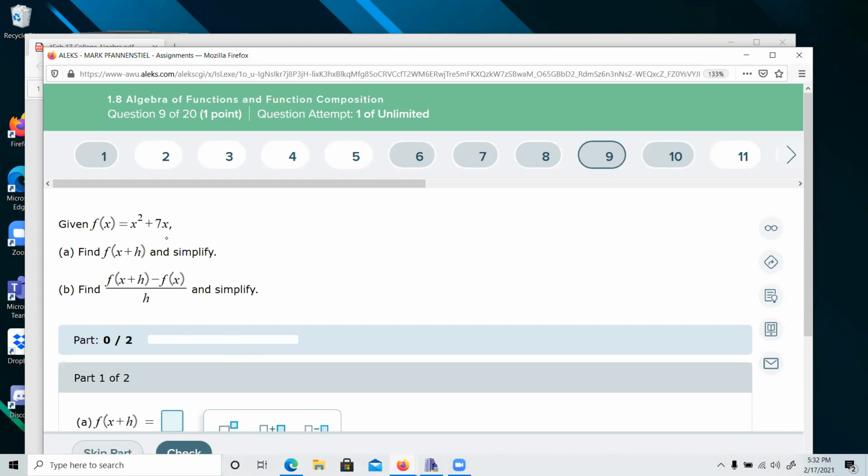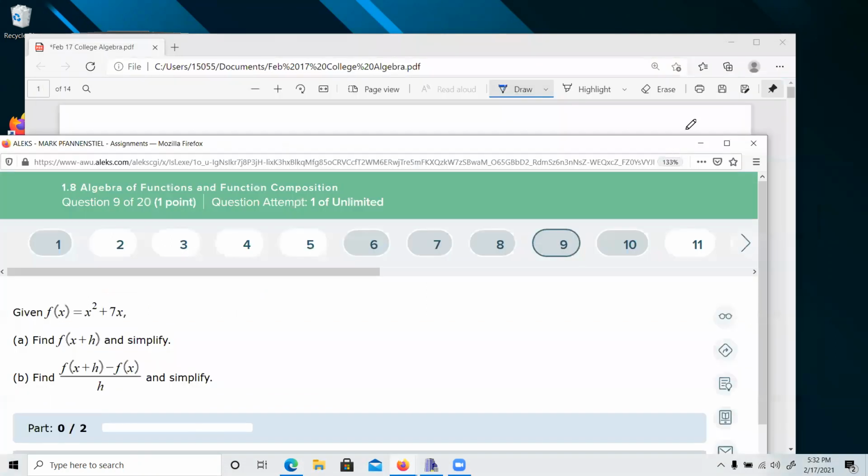So they want to say, given this function, x squared plus 7x, we want to find f of x plus 8 and figure this thing out. Let me draw you a couple of pictures so you have an understanding of what we're looking at, and that might be a little bit helpful when you do a couple of problems.